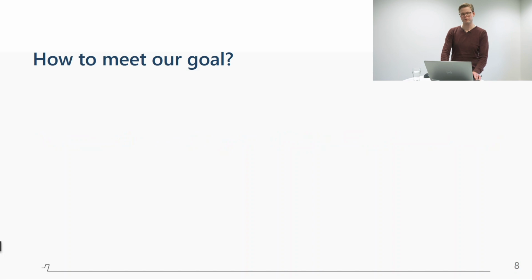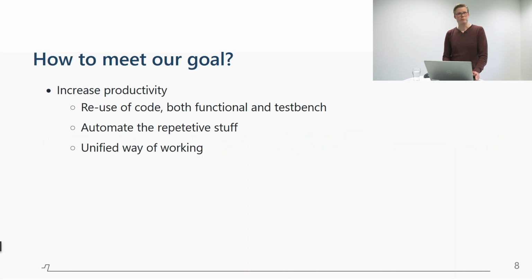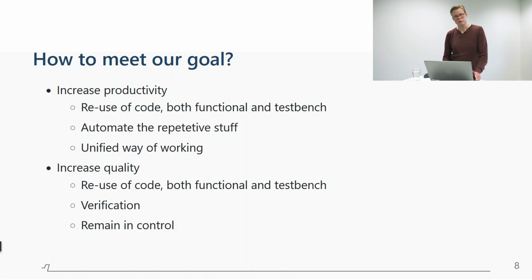So let's get started. How to meet this goal of building an FPGA design bug-free within the hour? First of all, we need to increase productivity by reuse of code, not only functional code, so IP blocks, but also test bench code, for example. We want to automate repetitive stuff because it's often error prone as well. We want a unified way of working for everybody. And we also want to increase quality, also by reuse of code, or a reuse of bullet points, as I like to call it.